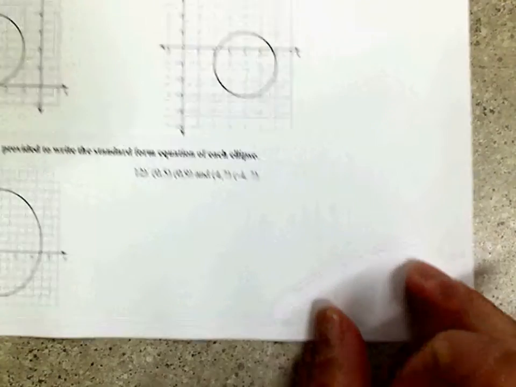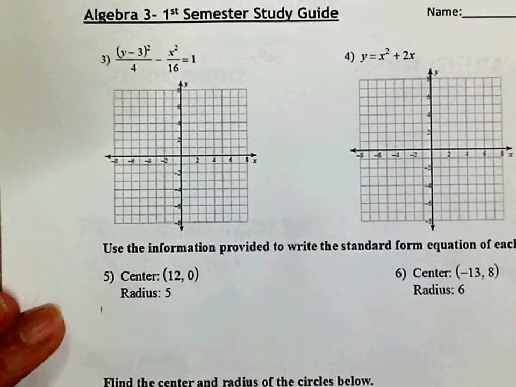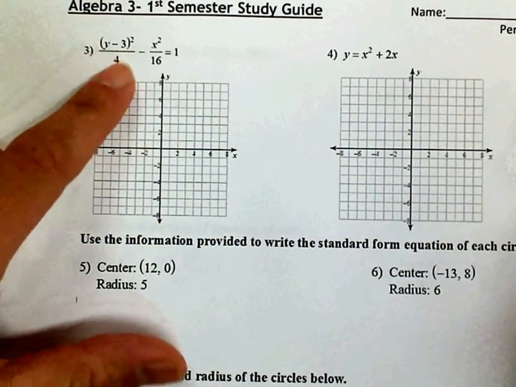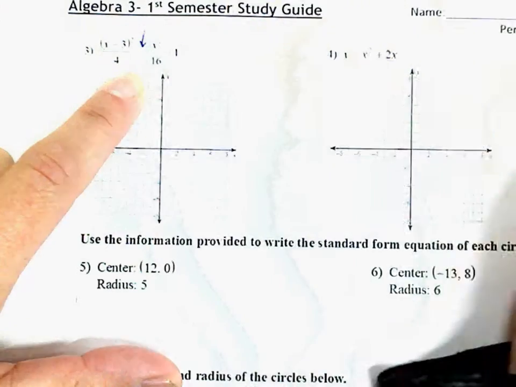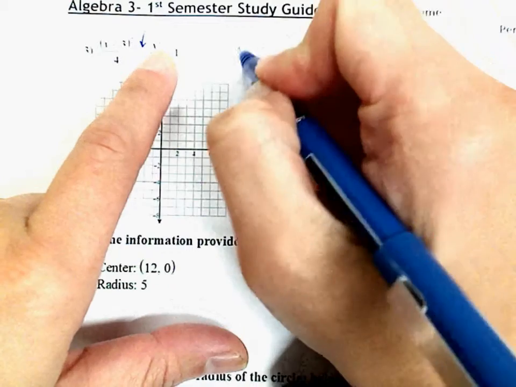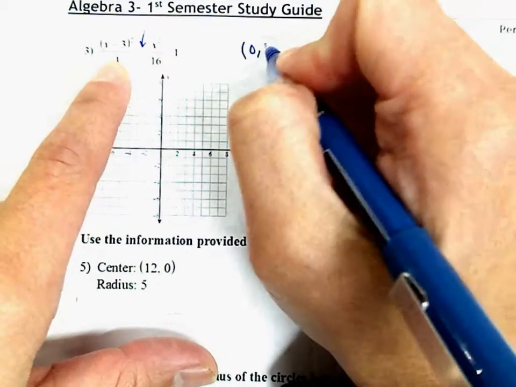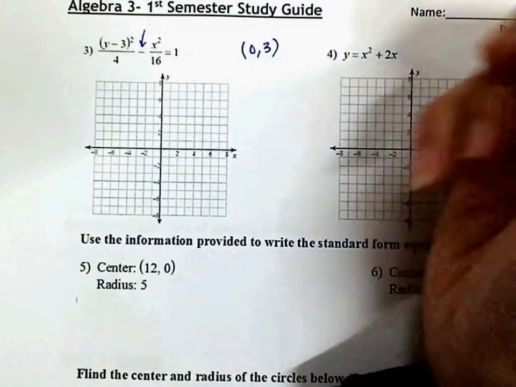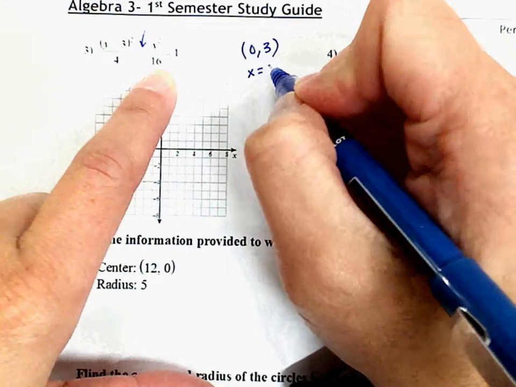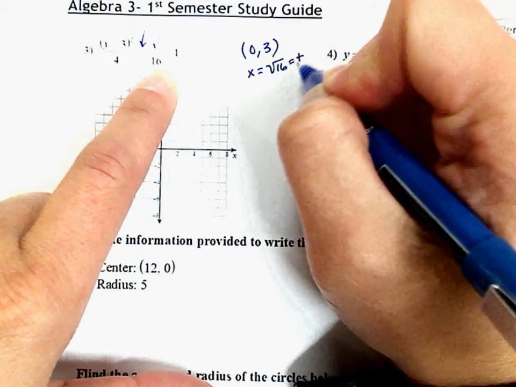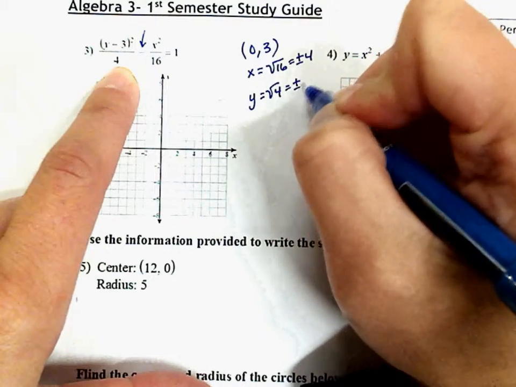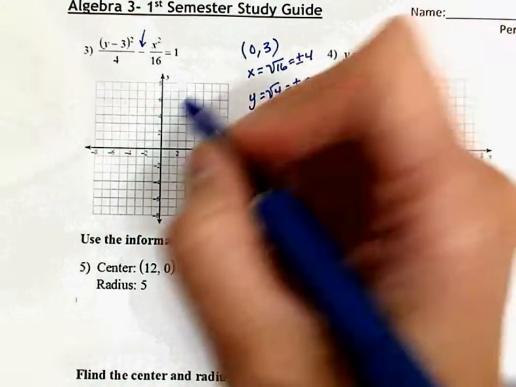Next page. Let's go to number 3. Okay? In number 3, you have a minus right here, and a minus is a hyperbola. So your center, if you'll look, the x comes first. Your x is 0, and your y is 3. There's your center. Your x value is the square root of 16. Notice it's under x, so the square root of 16 is plus or minus 4. Your y is the square root of 4, which is plus or minus 2. So let's go to our center, (0, 3).